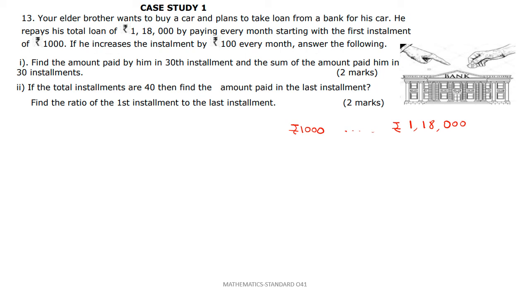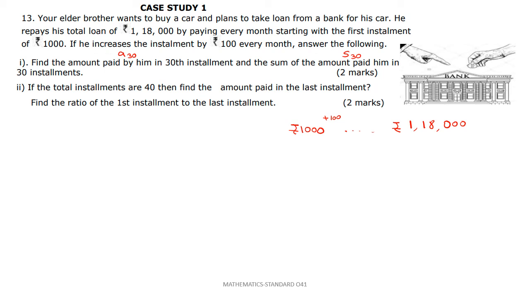If he increases the installment by 100 every month, answer the following. Find the amount paid by him in the 30th installment. So we have to find what is A30 and the sum of the amount paid by him in 30 installments, like first installment 1,000, second installment 1,100, like that. How much he paid totally in 30 installments. So S30 we need to find.